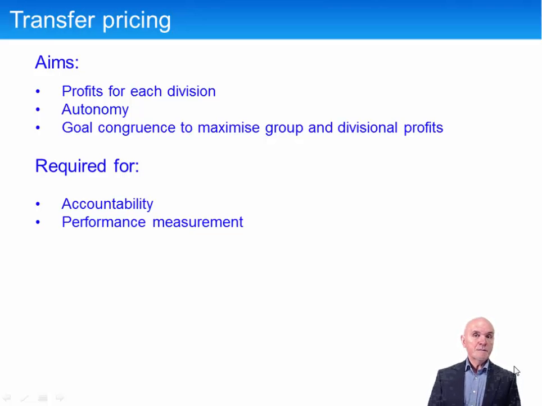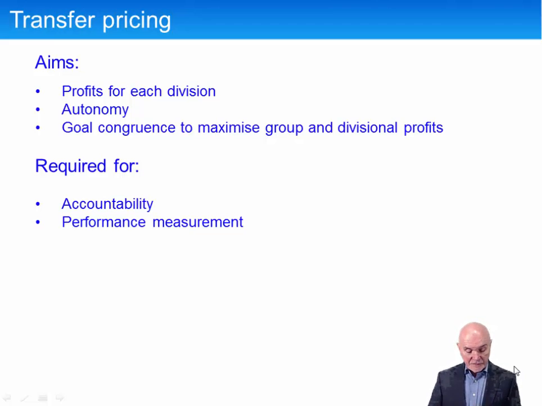Goal congruence means that when a manager makes a decision about their division, and that will probably be a decision to maximize the profit made in their division, it also is a decision which maximizes the profit made by the group. So managers making a decision, what's good for the division is good for the group.